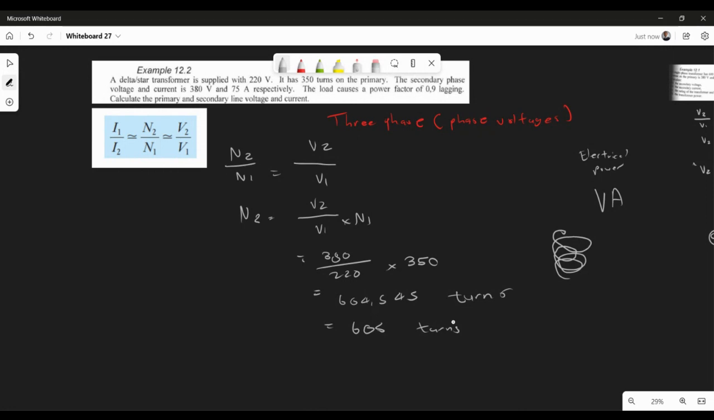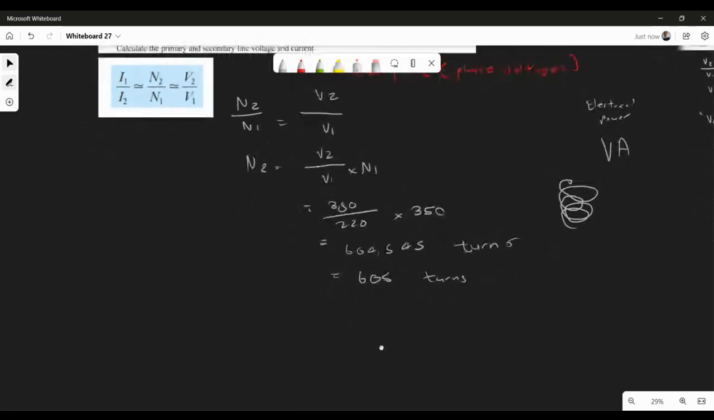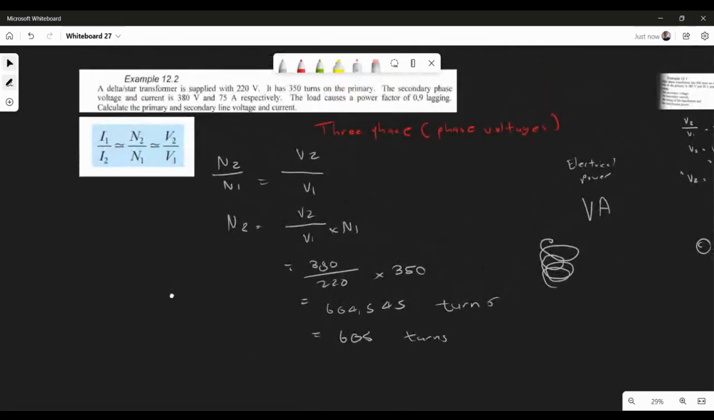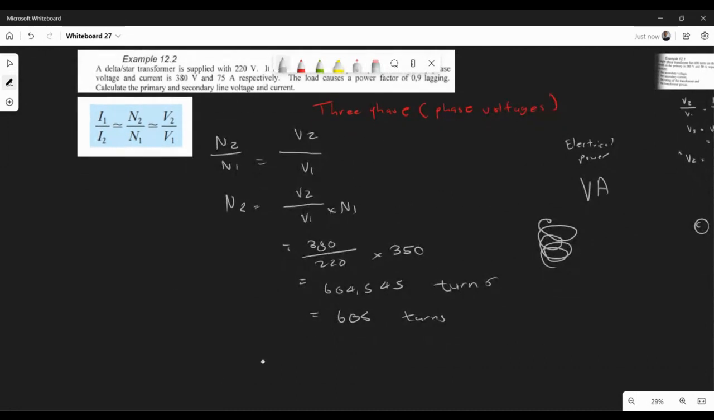Consequently, once we do this, we have to recalculate our second line voltage, because this is obviously going to change. It's still going to be close. So now we just have to recalculate V2. The answer will still be close.